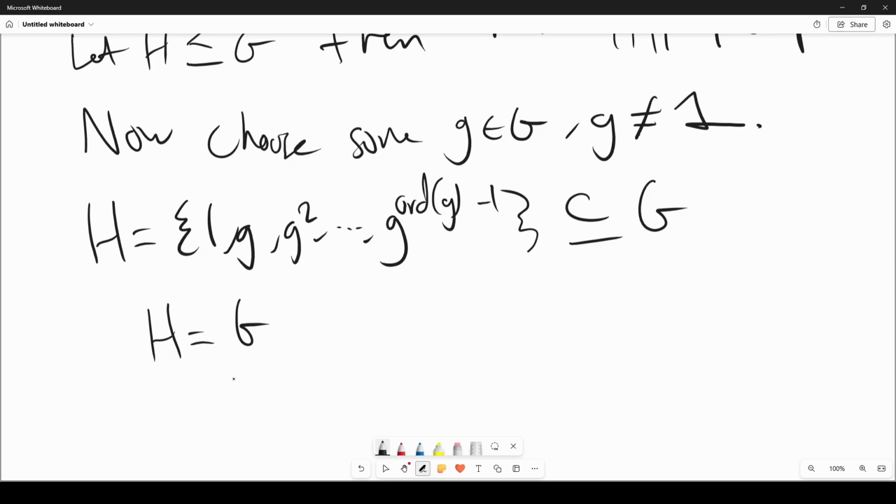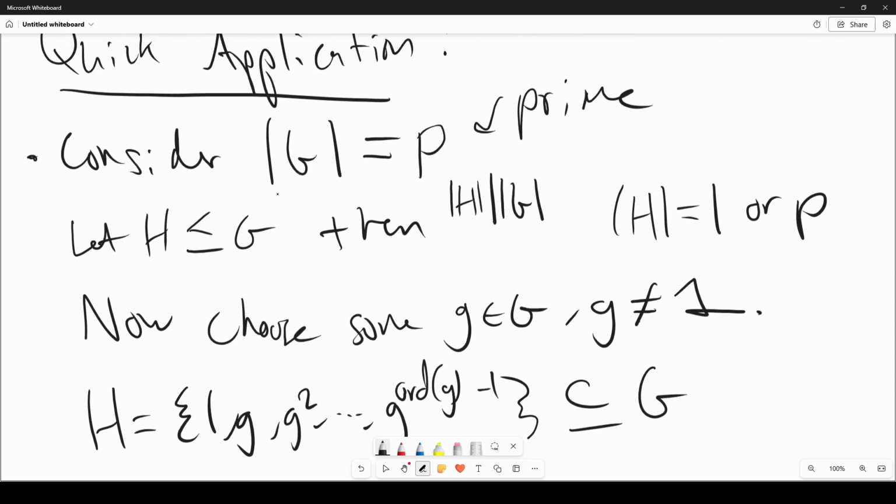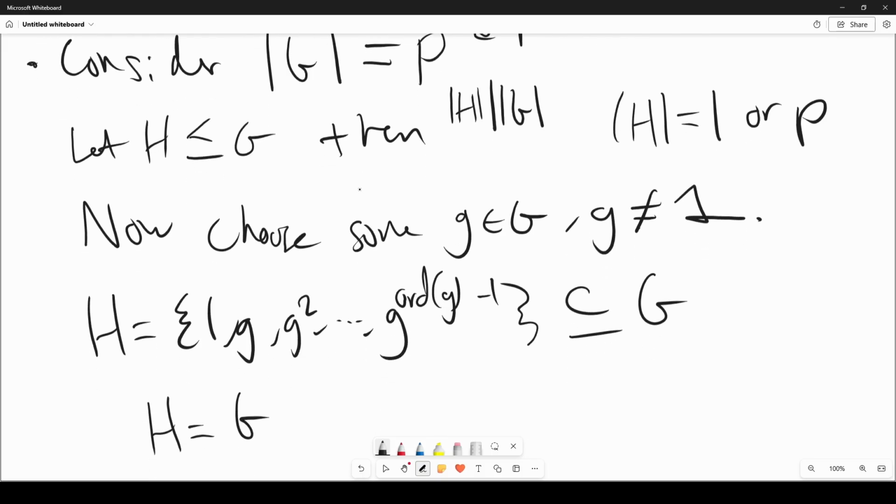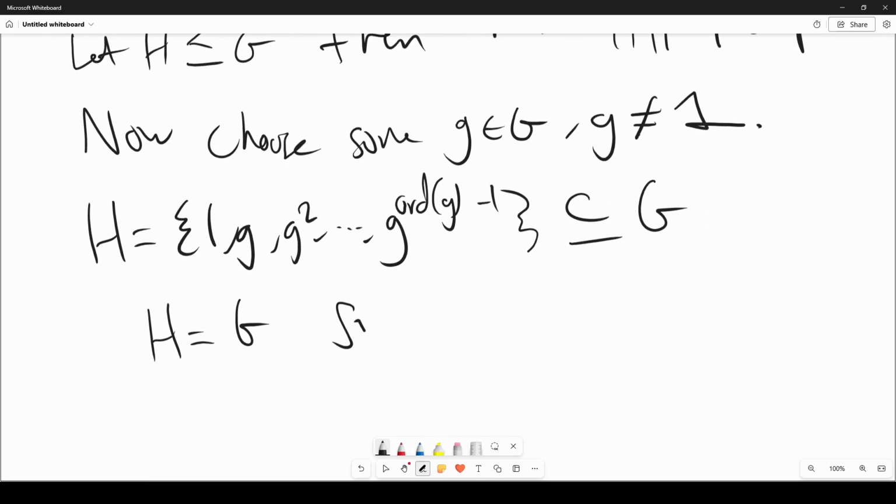So we just proved that if a group has order a prime number P, then G must be cyclic. Which is pretty cool. So if you ever see a group of size 5 or 13 or 17, you know it has to be cyclic.